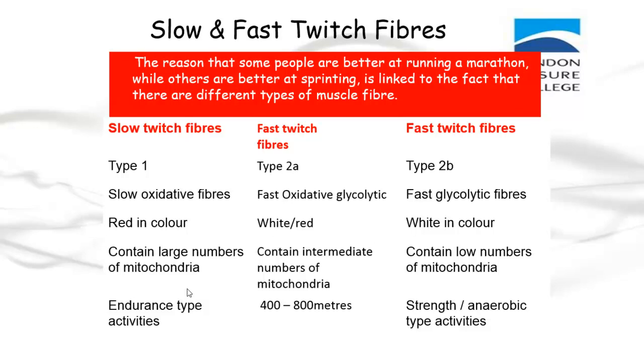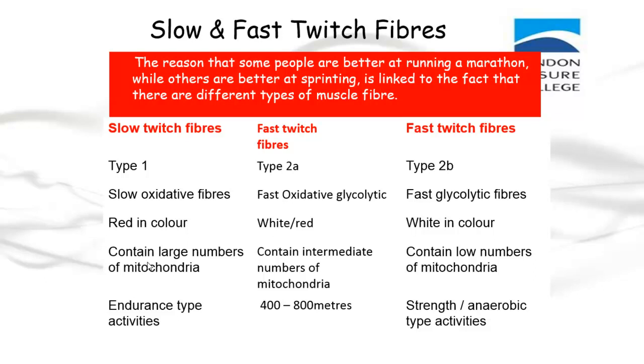Now, because type 1 muscle fibres use oxygen to provide energy, the more mitochondria that you have in the muscle, the better. In terms of activities that type 1 muscle fibres are best used for, you're looking at endurance type activities, for example, long distance running.